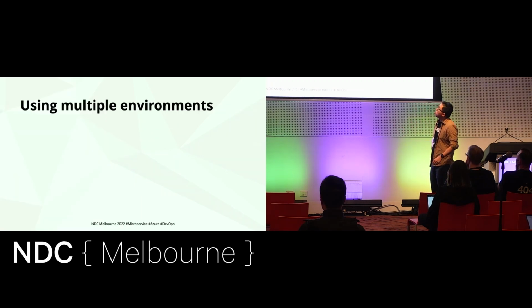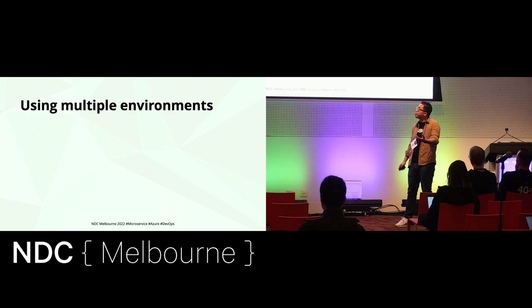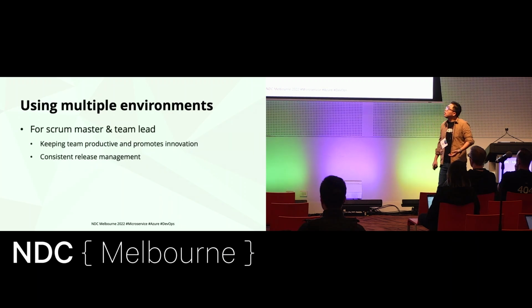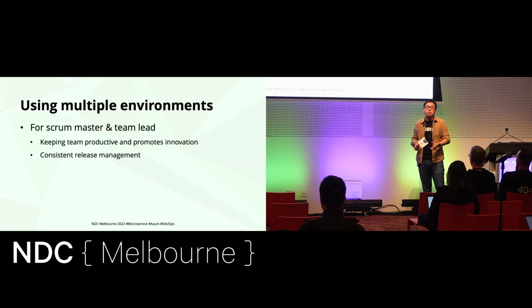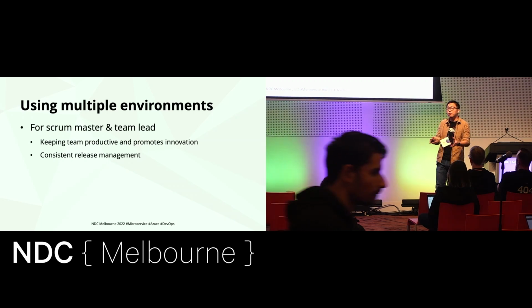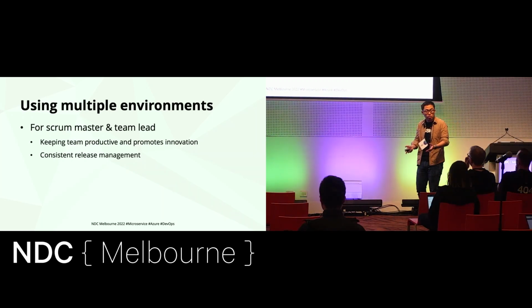All right. So, as I mentioned before, we want to have different setups so that we can get our product going through different stages and be really solidly tested before it's rolled out to our end users. For Scrum Masters and team leads, this is very important because it can advocate innovation, so that your team members won't be afraid of breaking something, because you always have an environment for them to play around in, to screw up and fix, like what I did on my slide.